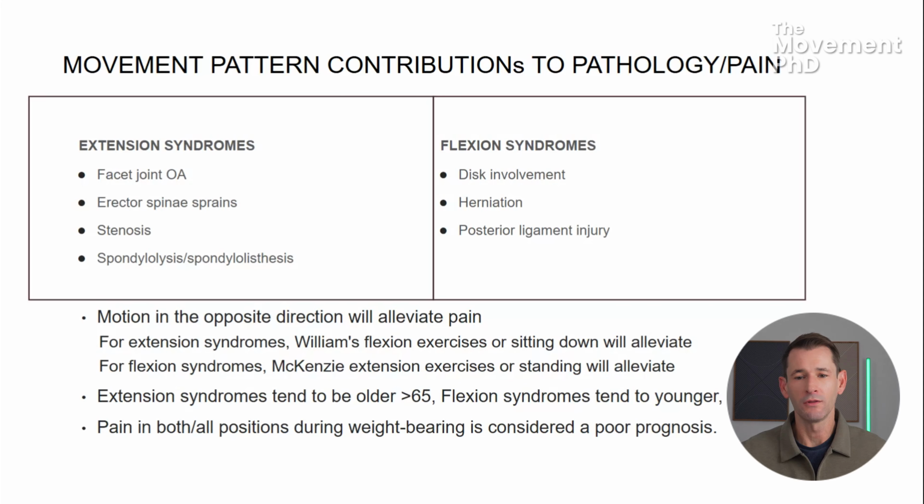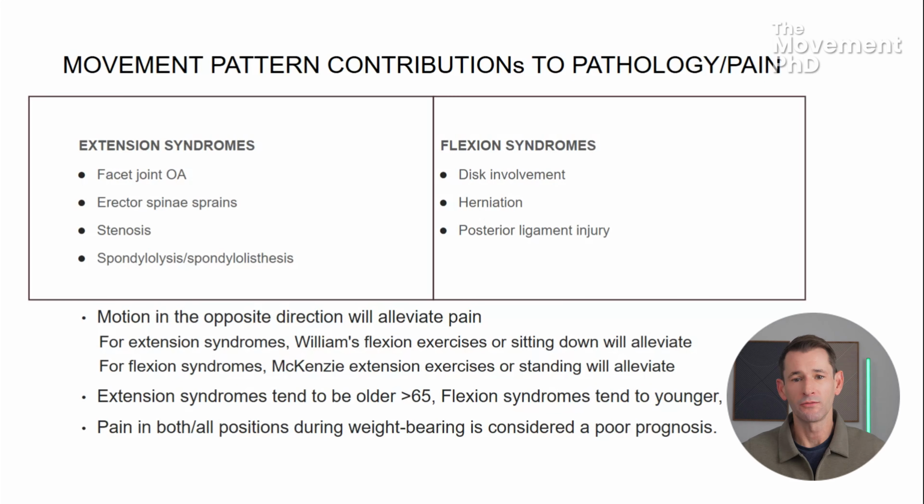And then spondylolysis, spondylolisthesis, because extension or hyperlordosis is associated with an increase in those anterior shear forces. Also, shortness of the psoas major could be a direct contributor to that anterior slippage of the L4 on L5 or L5 on S1. Flexion syndromes, these typically are disc involvement.